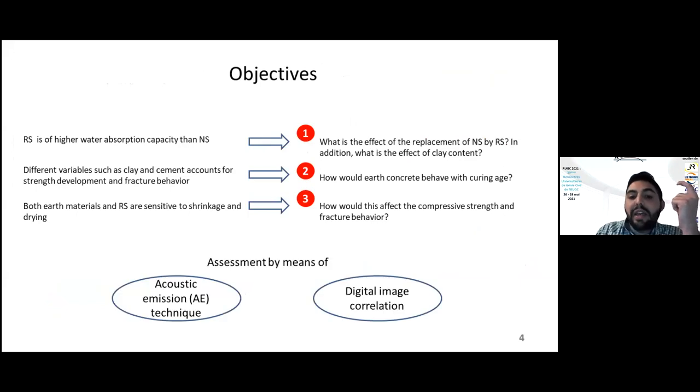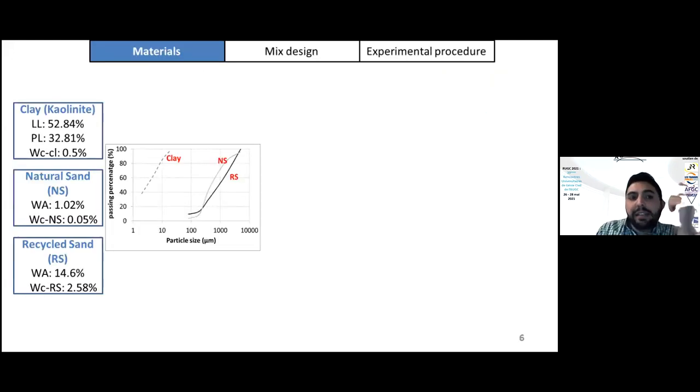Our study assessment will be by means of acoustic emission and digital image correlation techniques. Starting with the materials, the earth materials in this study are clay and sand. A non-swelling kaolinite clay was used. The water absorption of natural sand and recycled sand are respectively 1% and 14.6%. The water content of each component was determined.